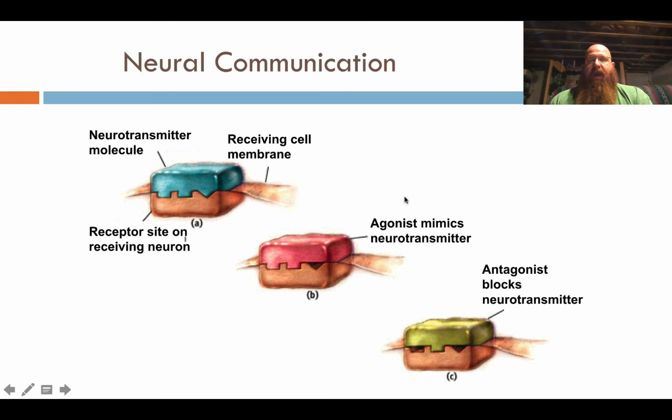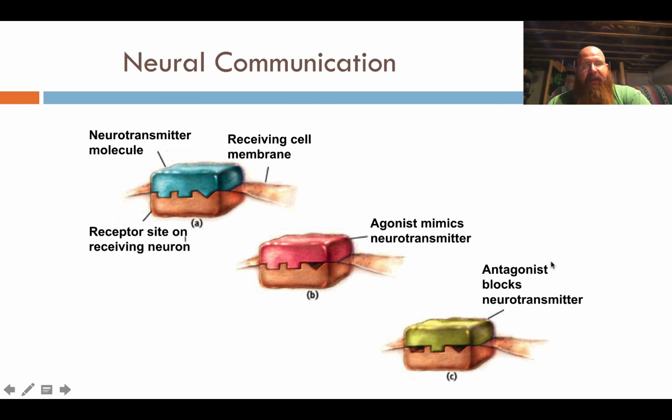Now what can happen is an agonist can mimic the neurotransmitter. So if this is a serotonin transmitter and this is an agonist, essentially what happens is it is similar enough to this to bind, and it is also similar enough to where it will cause this to fire. Although it's not the same, it's close enough to where it fires. And that is an agonist. Again, it mimics the neurotransmitter, almost does the same thing as the real thing.